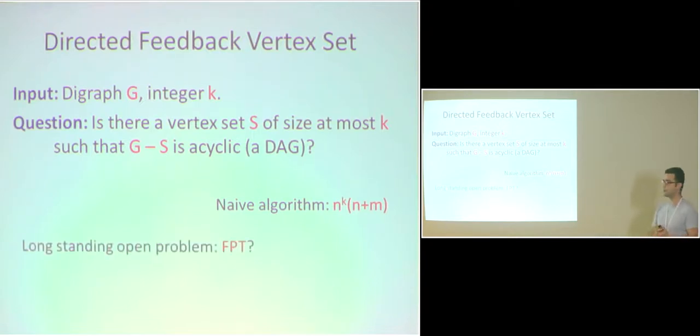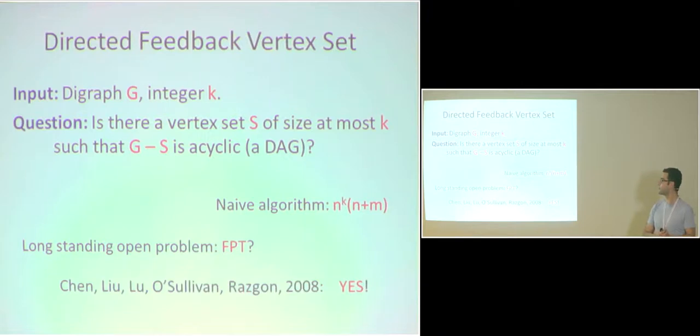So it was a long-standing open problem whether this problem is fixed parameter tractable, whether you can have an f of k n to the c algorithm for directed feedback vertex set. In fact, when I started my PhD and I asked my supervisor, what problem should I solve if I want to be famous in my field? It was this problem. Okay? So when I started my PhD, it was open whether this problem was fixed parameter tractable. And just a few years after I started my PhD, it was resolved by Chen, Liu, O'Sullivan, and Razgon.